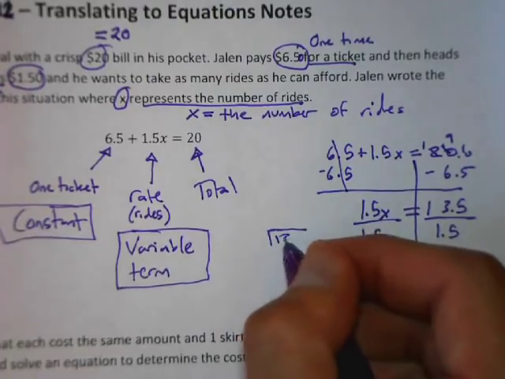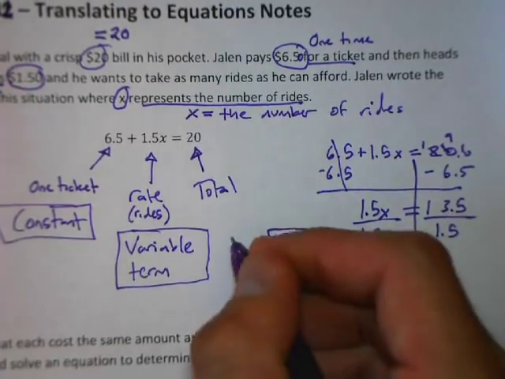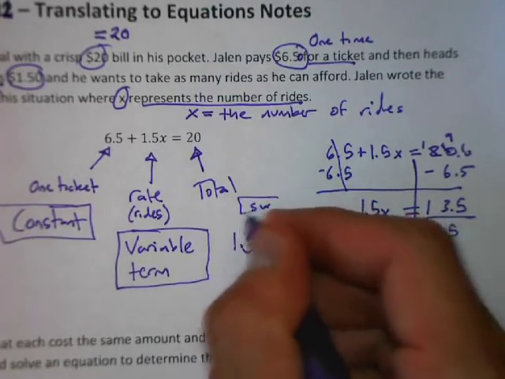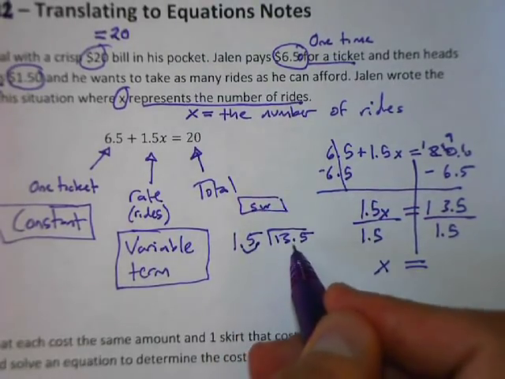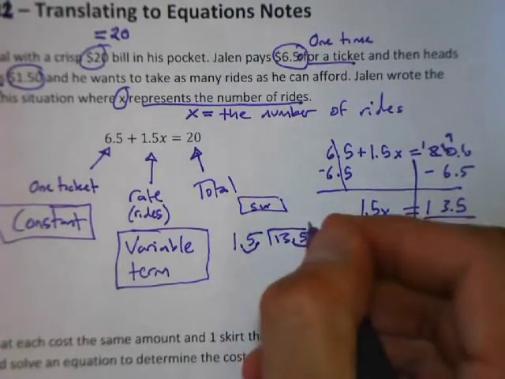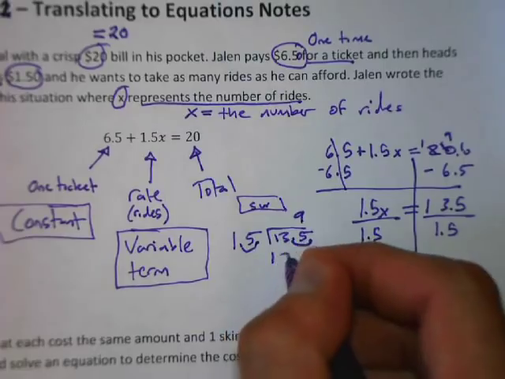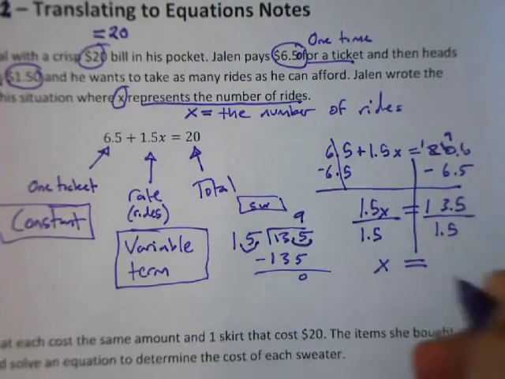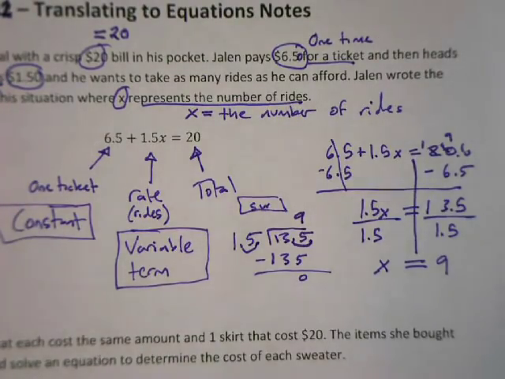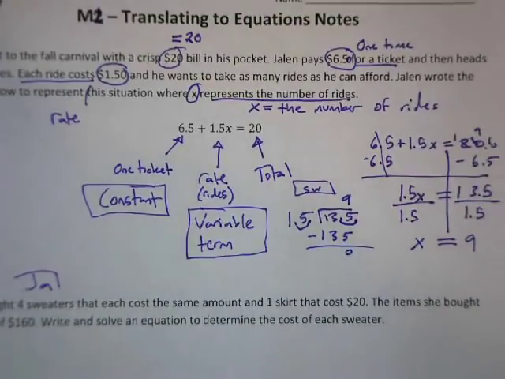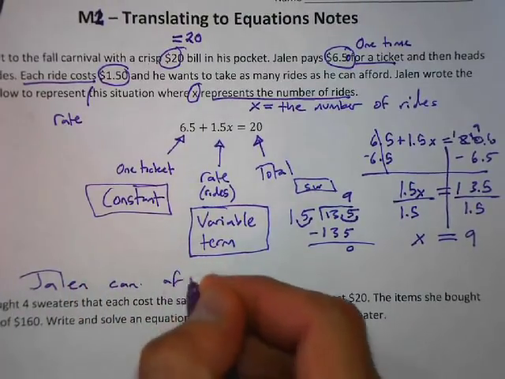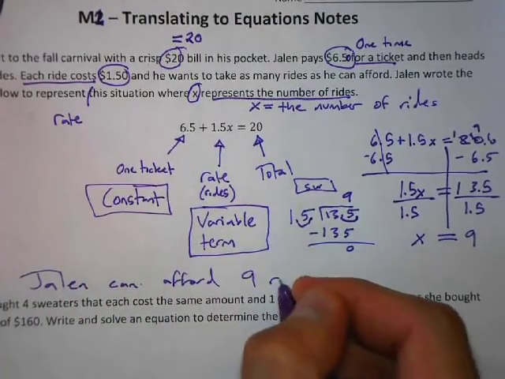And when I do 13.5 divided by 1.5, this is my side work by the way, I have to move the decimal one place here, which means I move the decimal one place here. And 15 goes into 135 9 times. So that means my answer is 9. And in terms of this problem, Jalen can afford 9 rides.